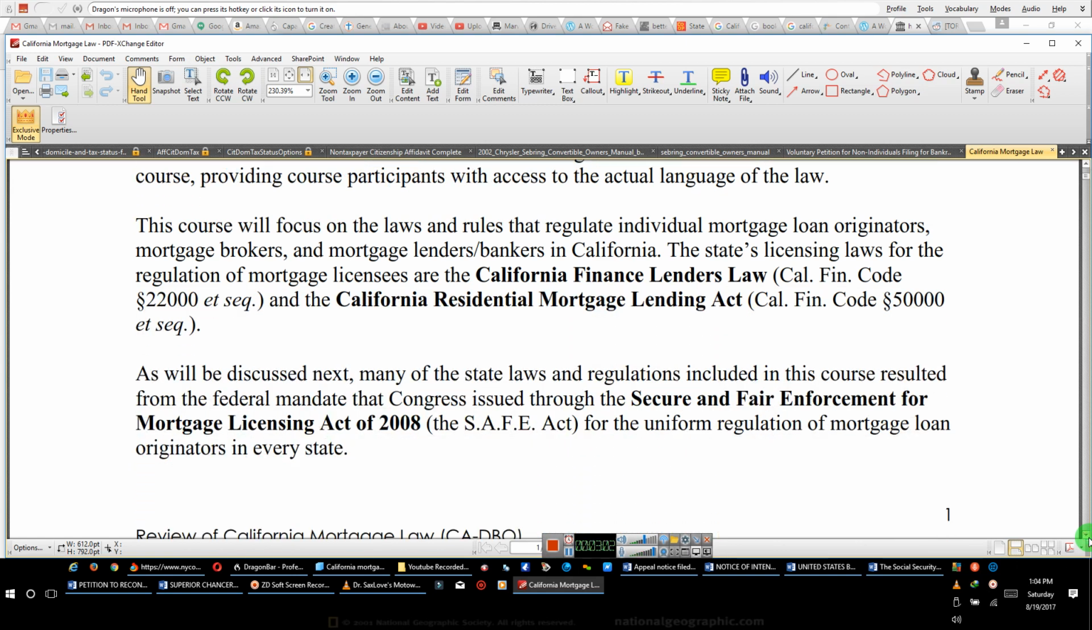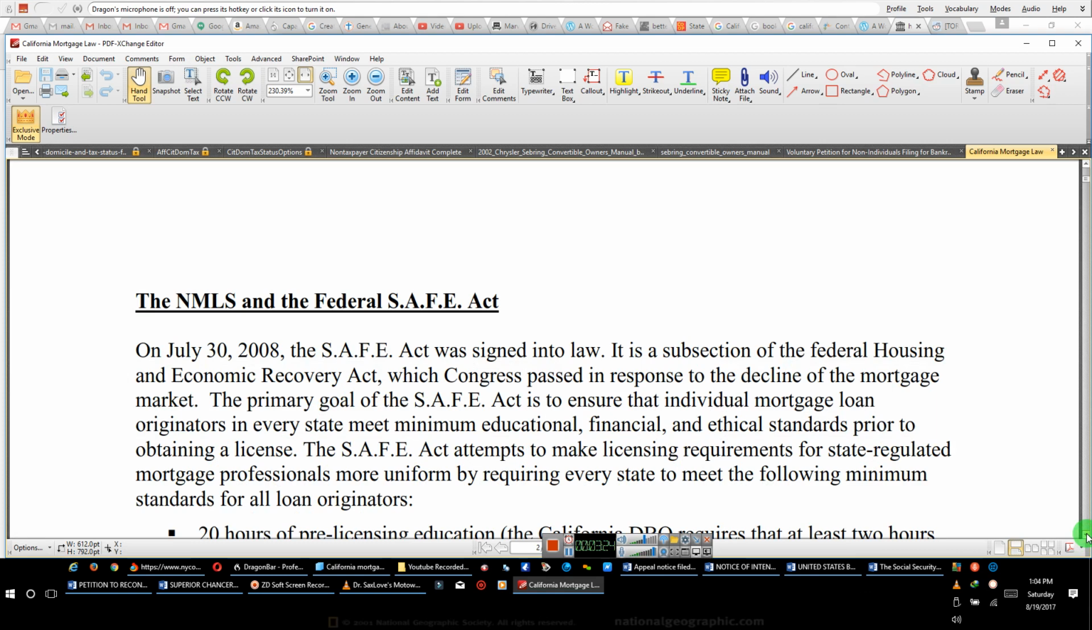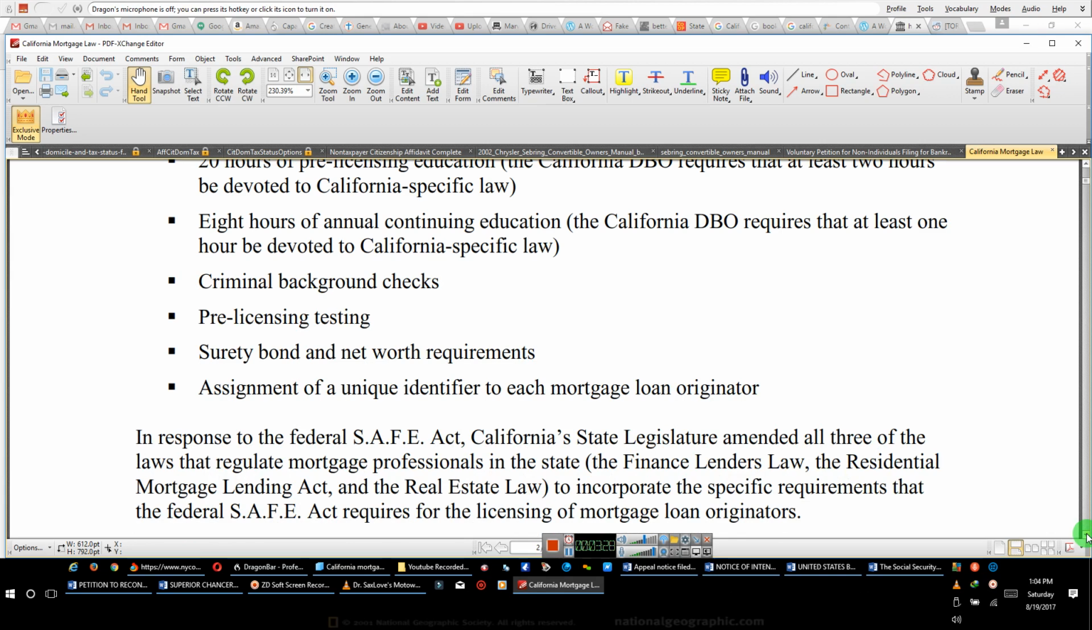Okay? Ladies and gentlemen, this is what I'm going to suggest. Secure and Fair Enforcement for Mortgage Licensing Act of 2008. SAFE Act. It's called the SAFE Act. Oh God, we're safe. Oh God, we're safe. Ladies and gentlemen, my suggestion is that you all take a look, those of you who are in California. But as I said, if this law exists in California, it exists in your state.